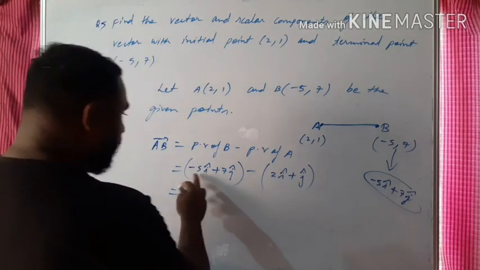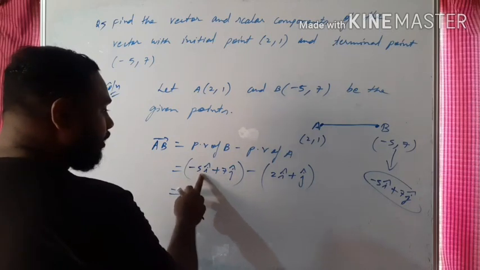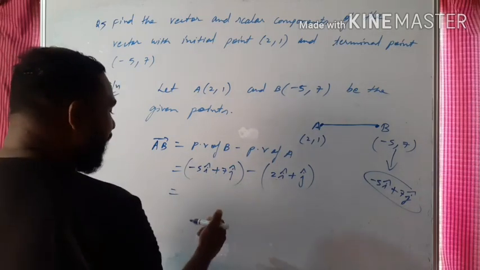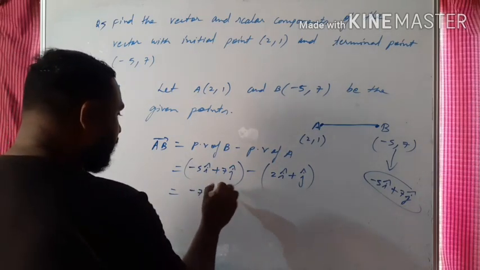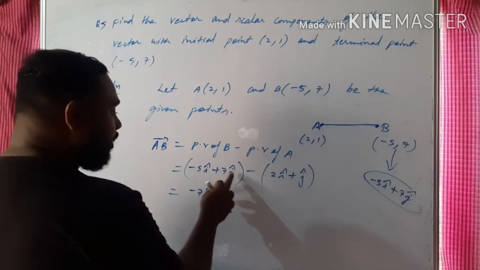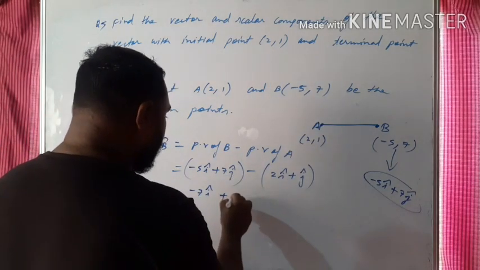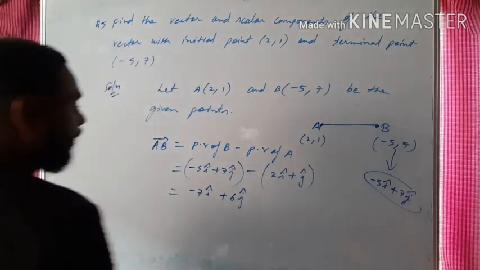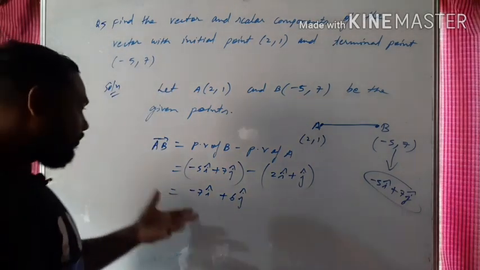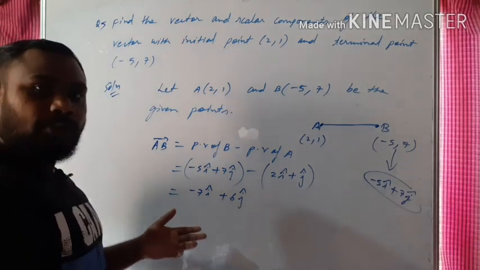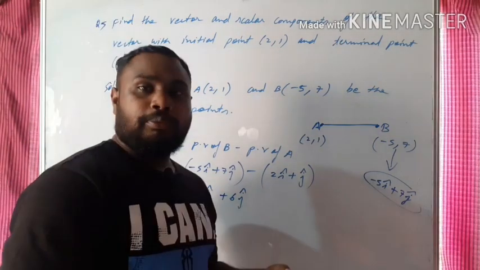So if you subtract, what will you get? -5i minus 2i, that is -7i, and 7j minus j will be 6j. So I have got the vector. Now I will have to write its vector component and its scalar component.